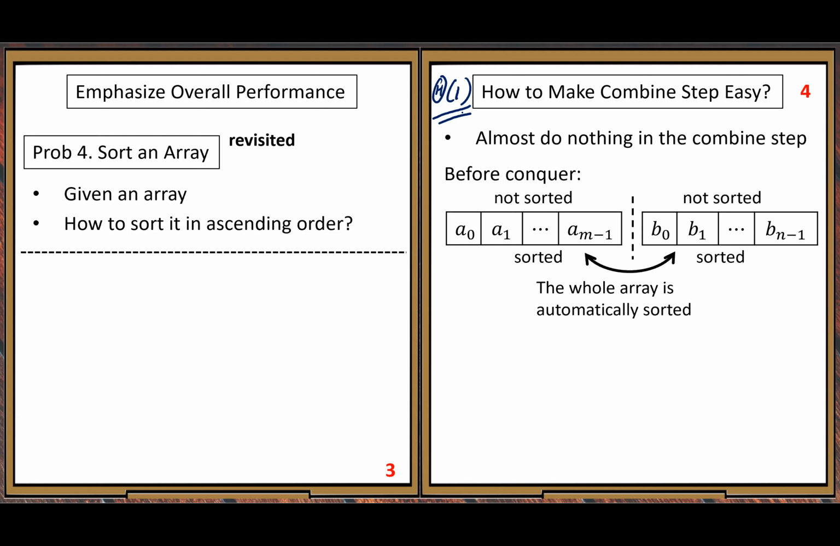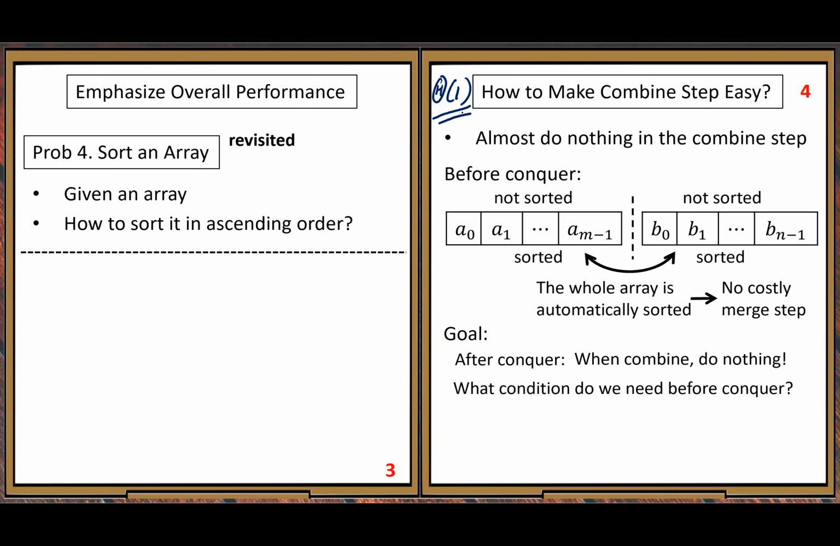If there is no such condition, this won't happen. So that condition is important. We want to find that condition. So the next step, let's see that important condition.